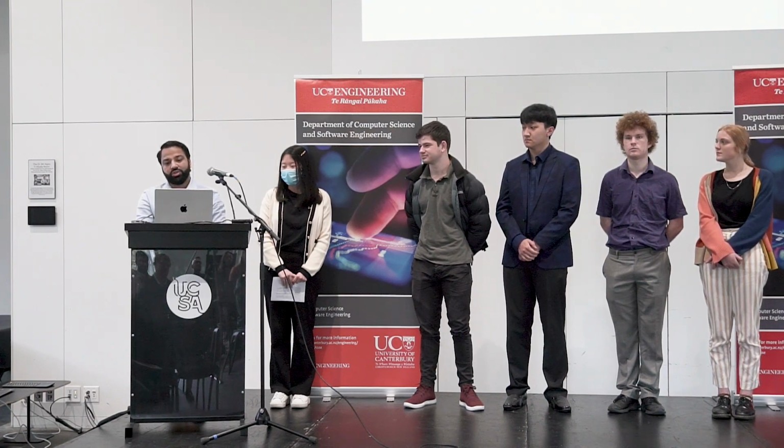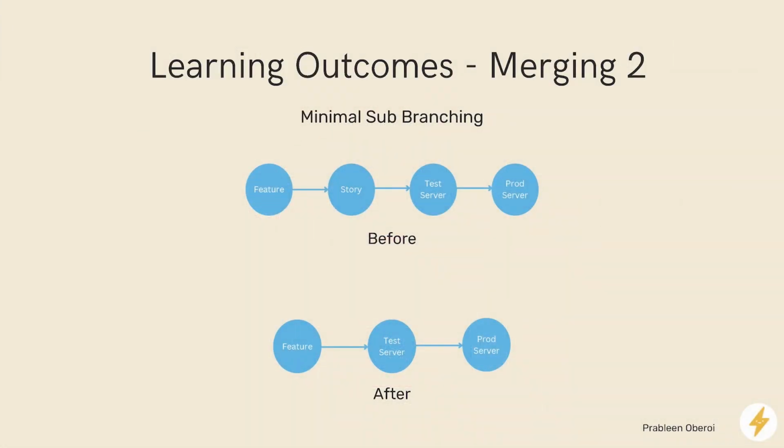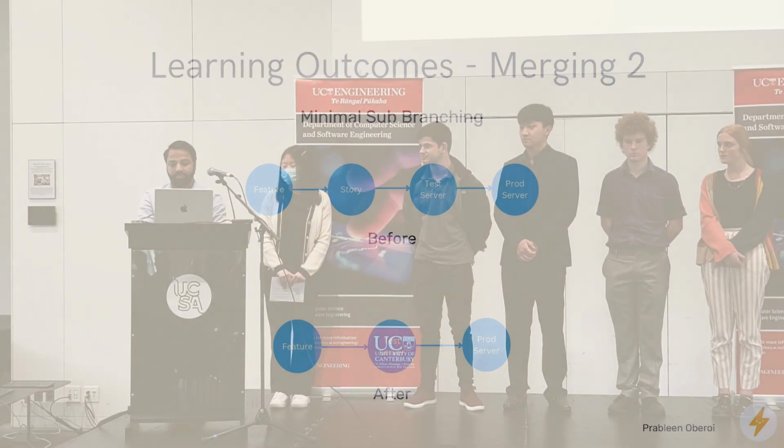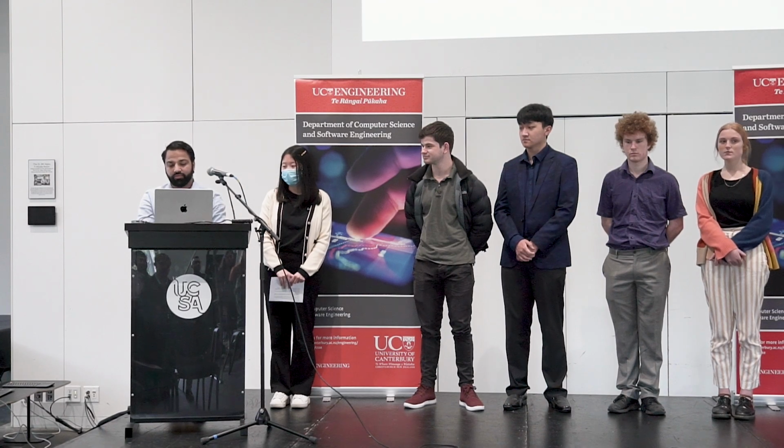We also learned that choosing the right branching strategy is vital when working in a team. We initially chose a more conservative option of merging features into stories, which then were merged into the test server and finally into the production server. We found that it created a lot of bottlenecks affecting our ability to deliver features on time.